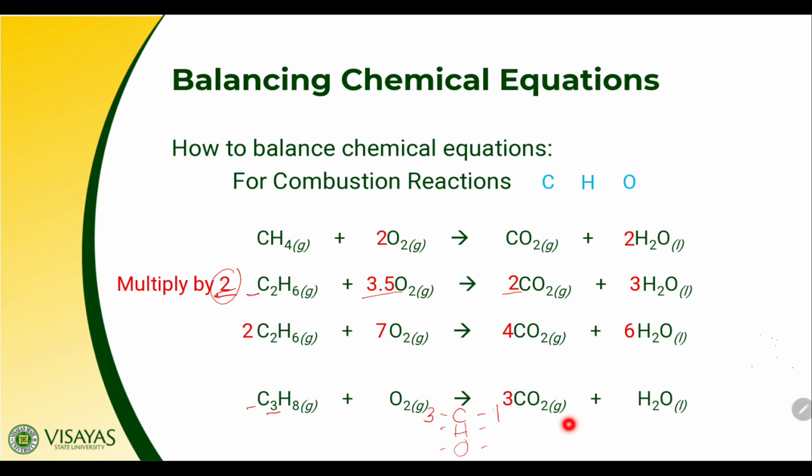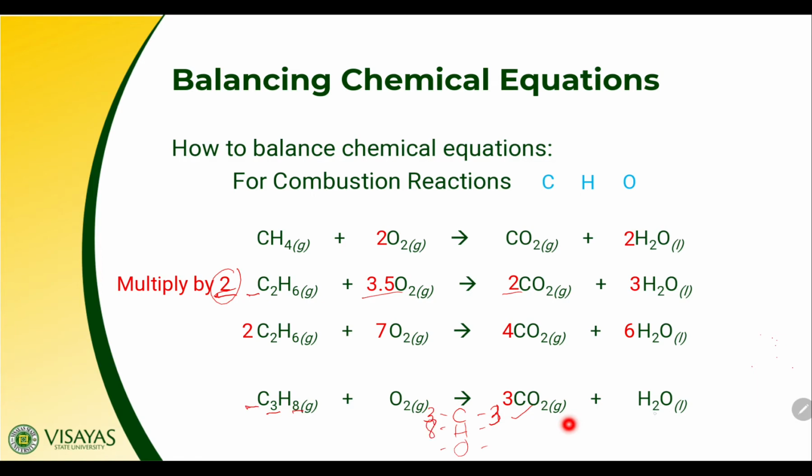So now we have 3 carbon atoms on the right side of the equation. Next, for the hydrogens, we have on the reactant side 8 times 1, so we have 8 on the reactant side.